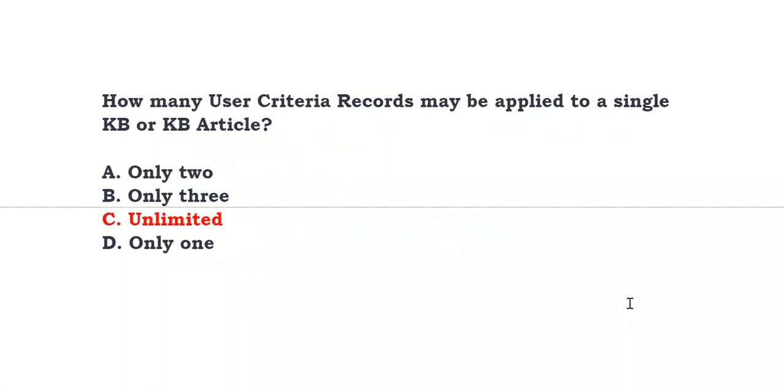A question is, how many user criteria records may be applied to a single KB or KB article? Option A, only 2. Option B, only 3. Option C, unlimited. Option D, only 1. Correct answer is option C, that is unlimited.